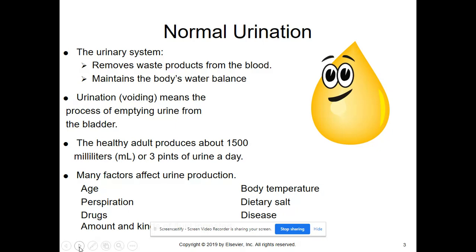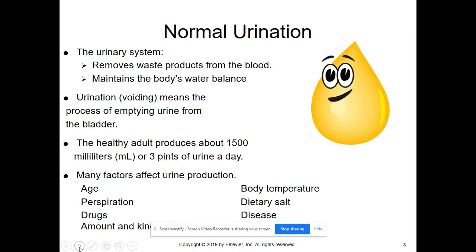A normal healthy adult will produce about 1,500 mLs of urine a day, which is like 1.5 liters or 3 pints. Make sure you know the 1,500. That is normal. Okay, it says normally somebody will get rid of 1,500 mLs.